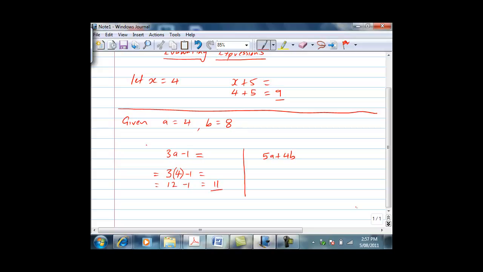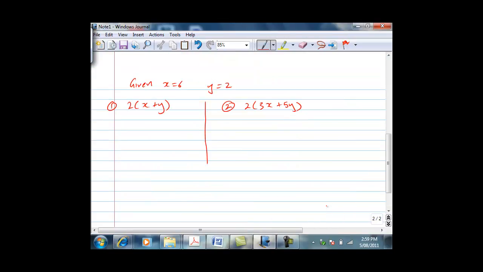Let's have a look at the next question, which is 5a plus 4b. What we need to do is substitute for a. The value of a is 4, plus the value of b is 8. 5 fours are 20. Following BODMAS, multiplication must be done before addition, so you need to multiply 4 and 8, which is 32, and then you can add 32 and 20, which comes out to be 52, and that's your answer.